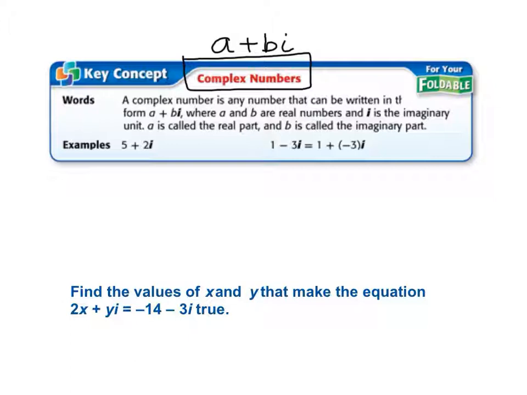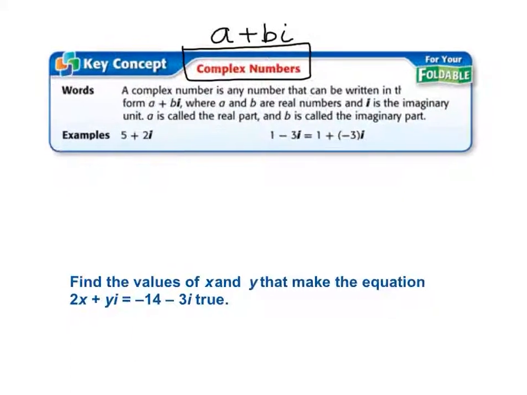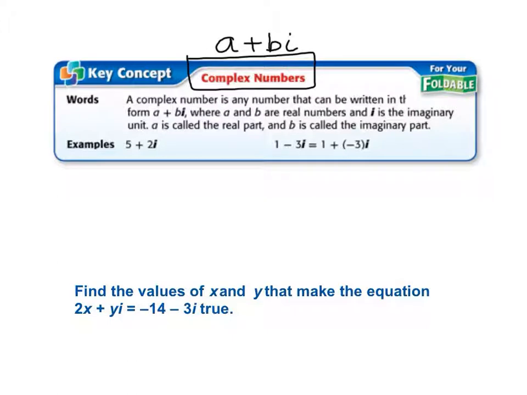So this leads us to the next concept, which talks about complex numbers. Complex numbers are any numbers. In fact, any single number can be written in the form of a complex number. And as you can see on the screen, a complex number is written in the form a plus bi. So you can see that there's a real part and an imaginary part.